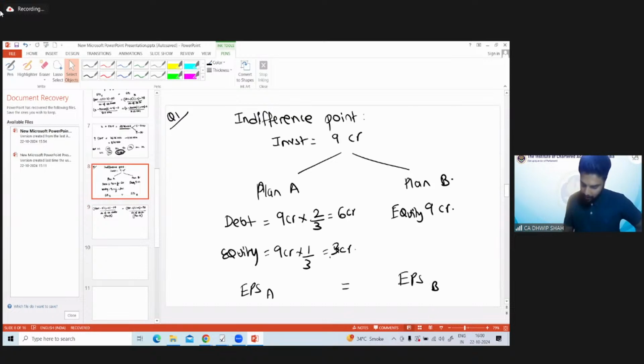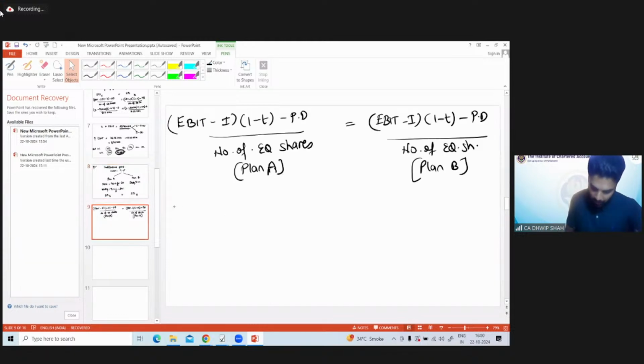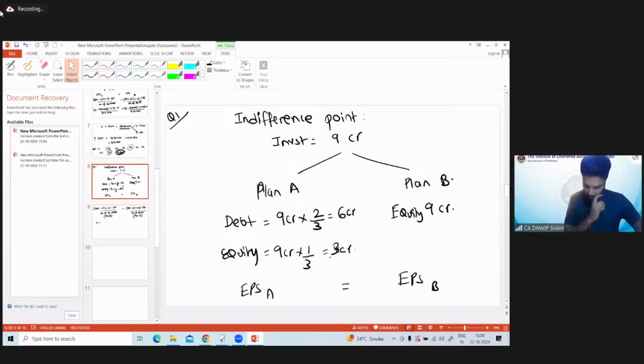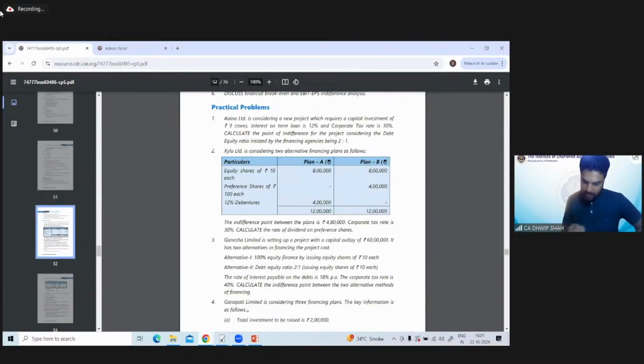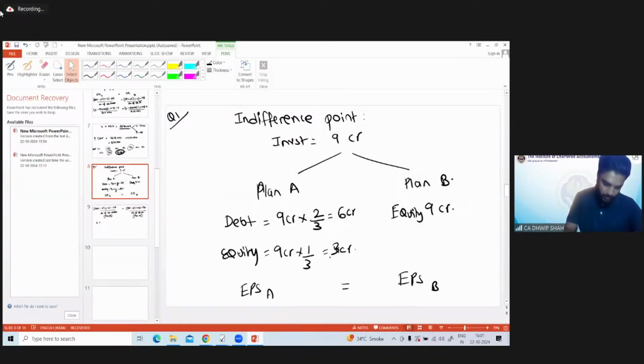So if we assume a face value of 100, can I say here 3 CR divided by 100 would be my number of shares? Yes or no? 3 lakh shares and here 9 lakh shares. So let's calculate the indifference point. X, we don't know the EBIT. Under alternative 1, can I say interest would be 6 crore at 12%? Interest on the loan is 12%. Yes or no? 12% debt. So 6 CR at 12% is 72 lakhs.